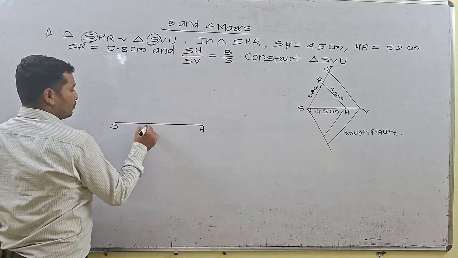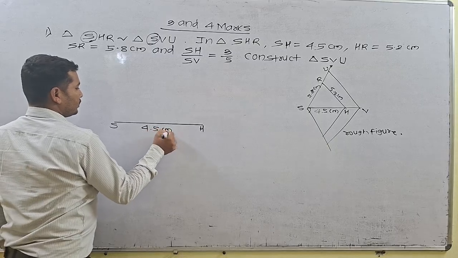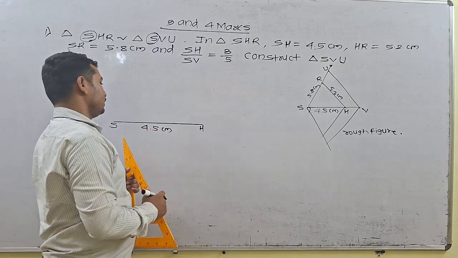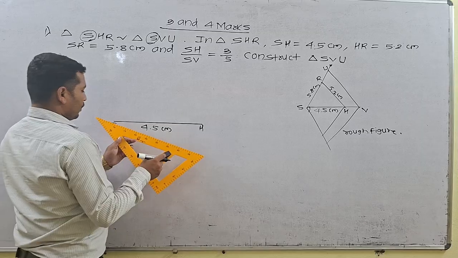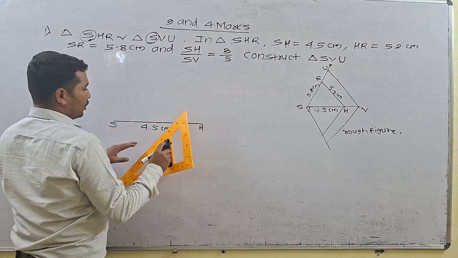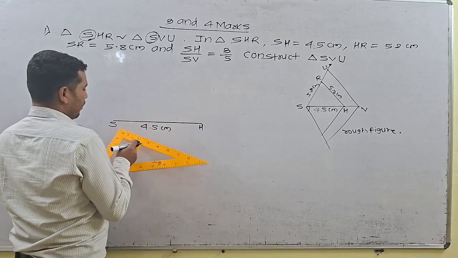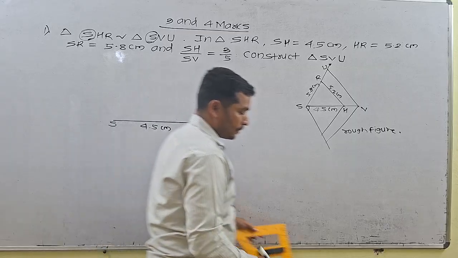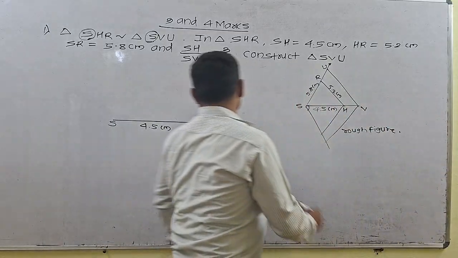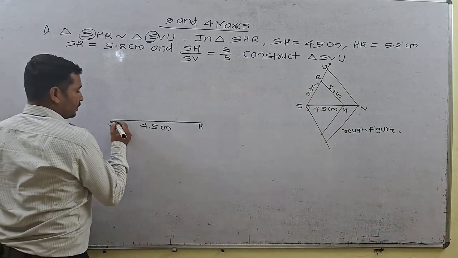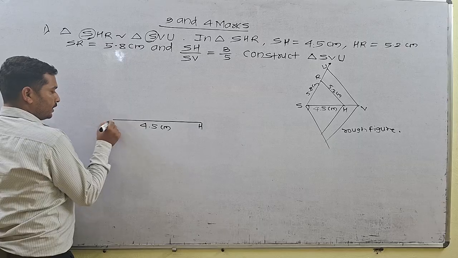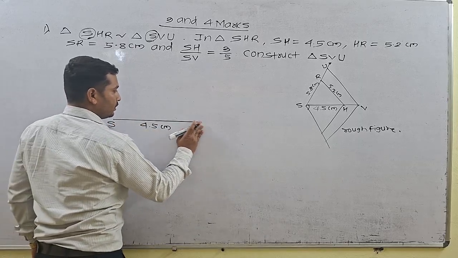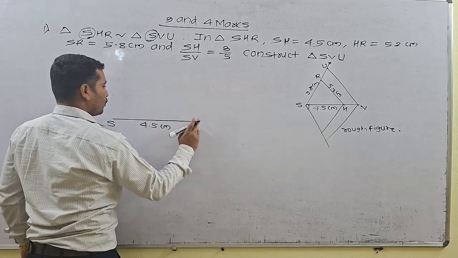SH is 4.5 centimeter. Okay, next. So we count the distance. There is 4.5 centimeter in this way. My work is rough. What is the distance? We try to understand it. SH is 4.5 centimeter.